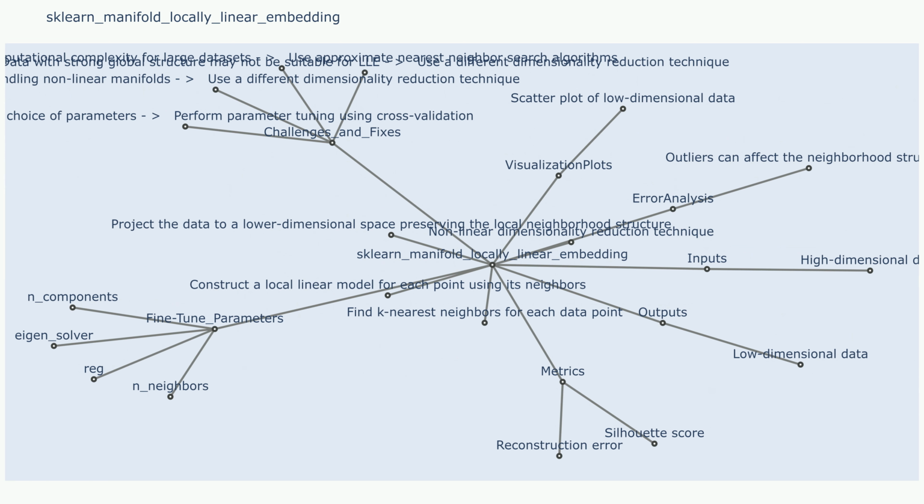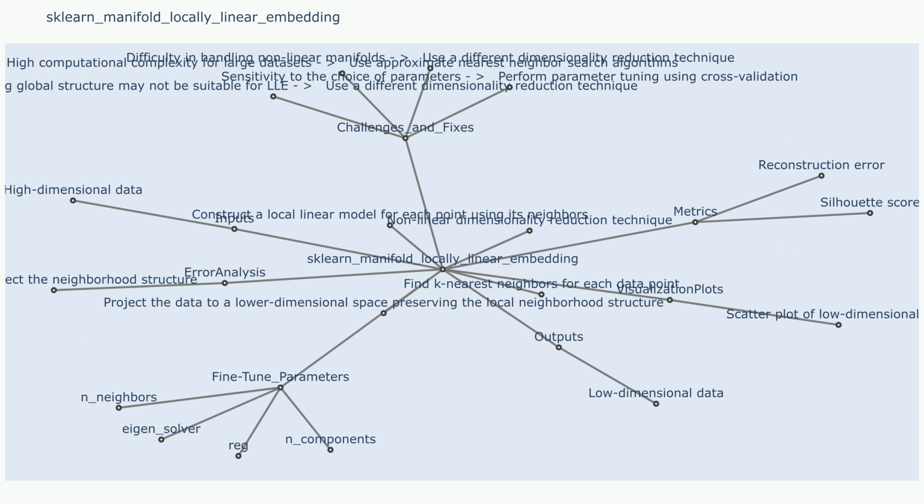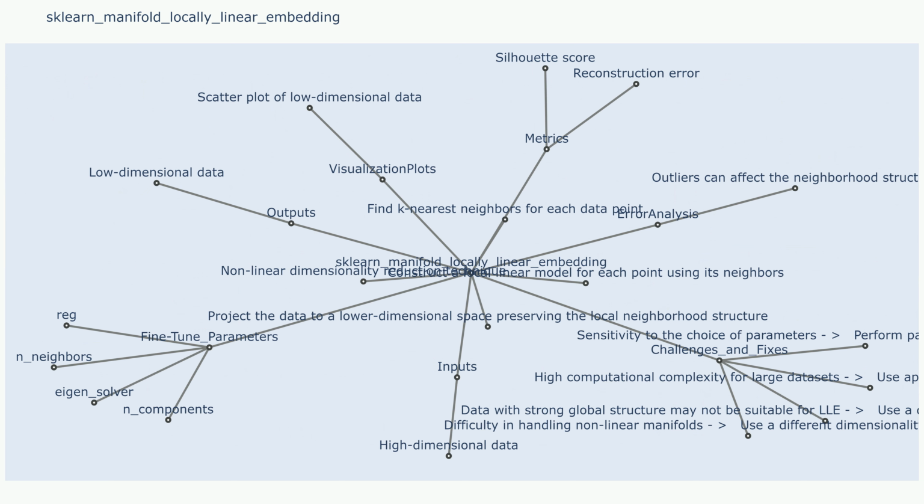Steps: Find the k nearest neighbors for each data point. Compute the weights that linearly reconstruct each data point from its neighbors. Minimize the reconstruction error in a lower dimensional space by finding the embedding that preserves the local neighborhood relationships as much as possible. Metrics: Reconstruction error measures how well the original data can be reconstructed from its neighbors. In the lower dimensional embedding, lower reconstruction error indicates better preservation of local relationships.